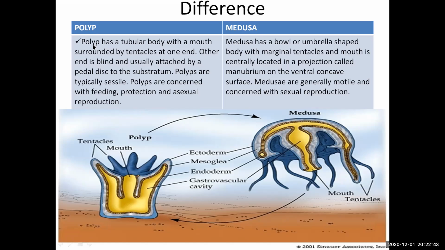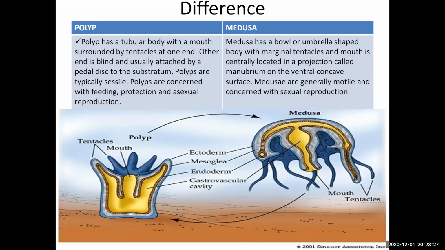Polyp has a tubular body with a mouth surrounded by tentacles at one end. The other end is blind, it's a blind sac body plan, and is usually attached by a pedal disc to the substratum. So polyps are usually sessile, that is, they are found attached to the substratum. This is important: polyps are concerned with feeding, protection and asexual reproduction.